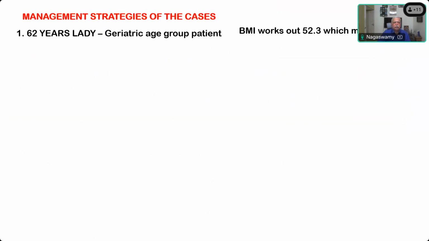So, the management strategies: 62 years. In every analysis of such cases, always look at the age and see whether they belong to the geriatric age group. That means the additional problem of geriatric comorbidities. And calculate the BMI if it is not given. If they just give you height and weight, you must always be ready to calculate the BMI. And see the nature of the surgery, whether it is emergent or non-emergent.